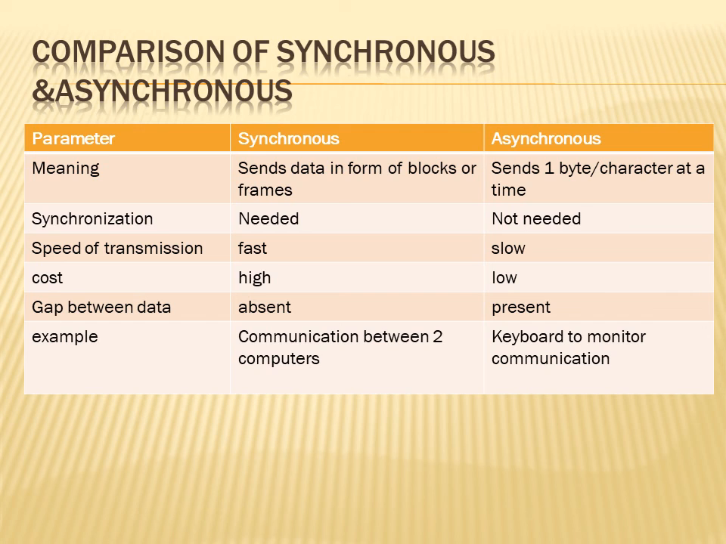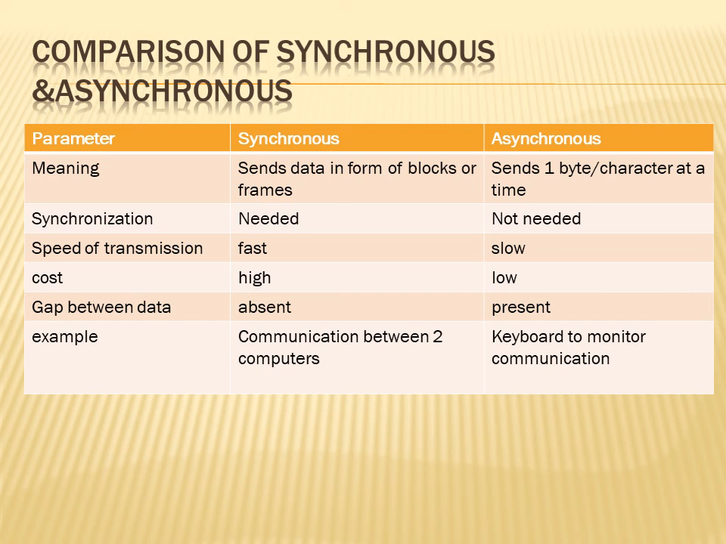Next one is parallel. In parallel, multiple bits are sent simultaneously instead of bit by bit. It is a faster way of communication, and it requires multiple wires to connect the transmitter and receiver. An example of parallel is communication between a computer and a printer.